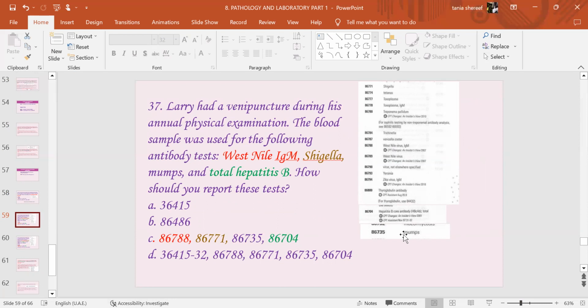86735 is for mumps. And 86704 is for hepatitis B core antibody. So our answer is C. No need to report the venipuncture.